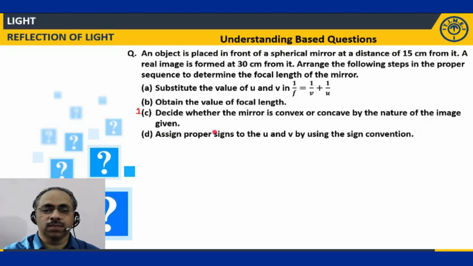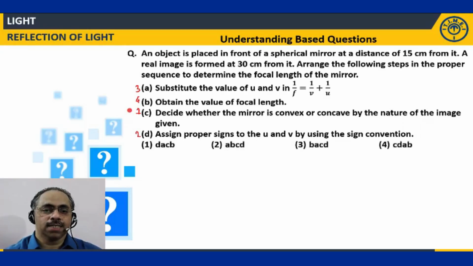Proper values, signed values to the u and v by using the sign convention. Once you get the convex and concave, then you will be able to get the sign convention. So this is the second step. Third step, substitute these things in this. Finally, fourth is this. Okay, so let us see the options now.